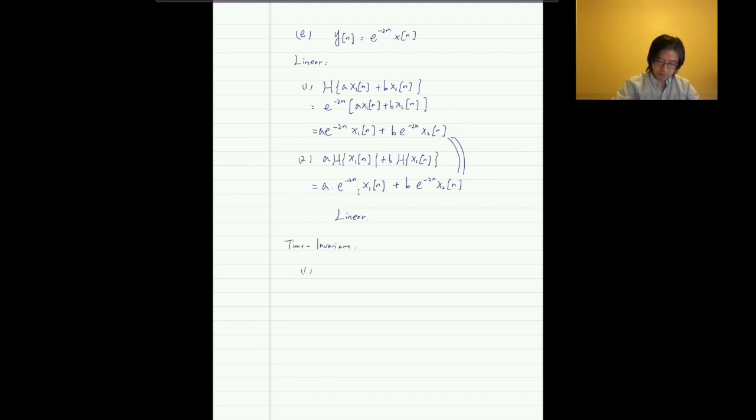property. The first step is to check this guy, y of n minus m, so that equals e to the power of 2n minus m times x of n minus m, right? So that equals e to the power of 2n minus 2m times x of n minus m. The second thing is to check this, x of n minus m. What the system does is that we just multiply by e to the power of 2n the input. Clearly they are not equal. Therefore, the system is not time invariant. So this is time varying.